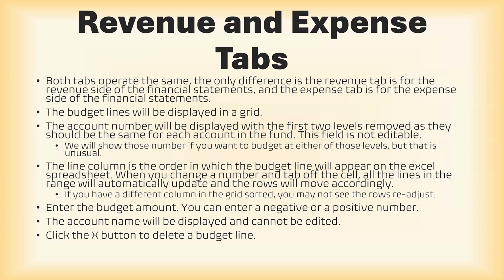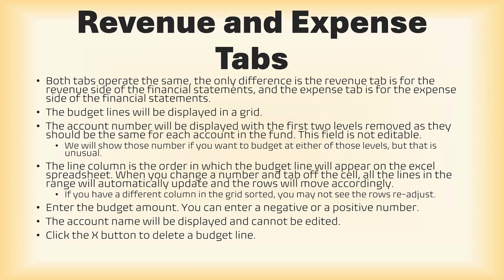We have a line column that you can use to order the lines you want them to appear in the financial statements. So when you change a number and tab off the cell, all the lines in the range will automatically update and the rows will move accordingly. If you have sorted the grid in a different way just by clicking the headers, you may or may not see the rows readjust just because of the sorting, but the line numbers will update properly.